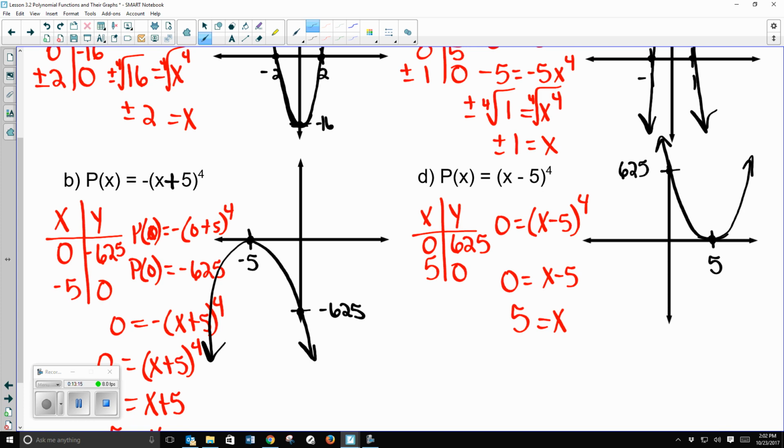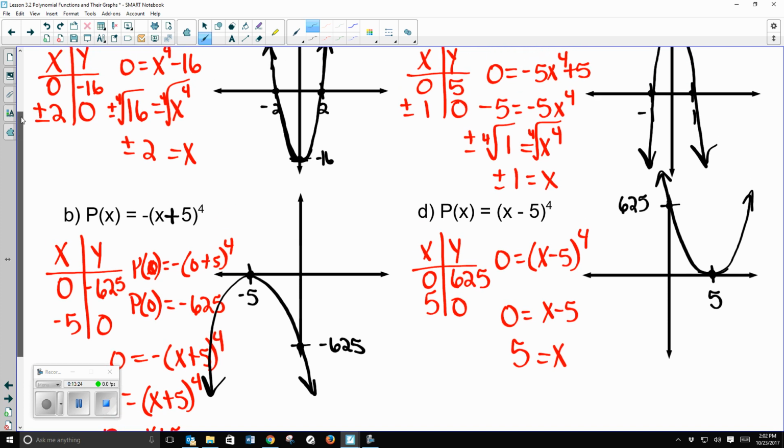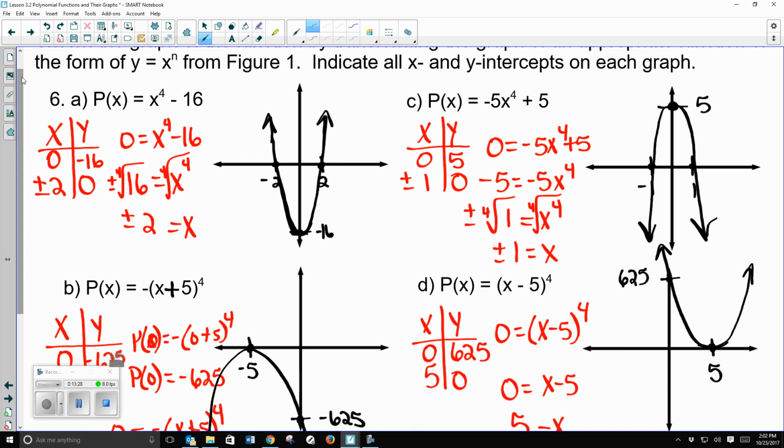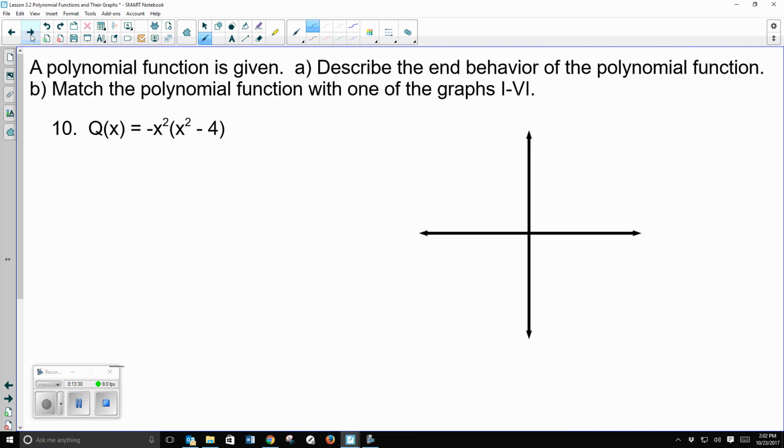So far, what we've done is something we already knew how to do, right, before I went over anything in this section. Okay, next. So we have this function. We have to describe the end behavior of the function and then match it to its graph. And I'm just going to draw it over here, and you can look in your book to match it if you want to.